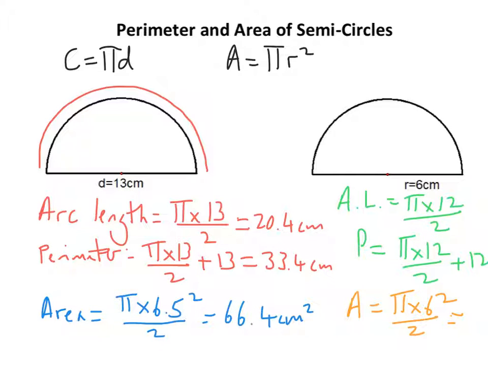So you just have to be a little bit careful. Read the question carefully. If it asks you for the arc length, that's just the curved bit. That's what this formula works out, the curved bit. If you're asked for the perimeter, you've got to add on the straight bit. With the area, all you've got to do is just divide by 2 in the end. Alright.